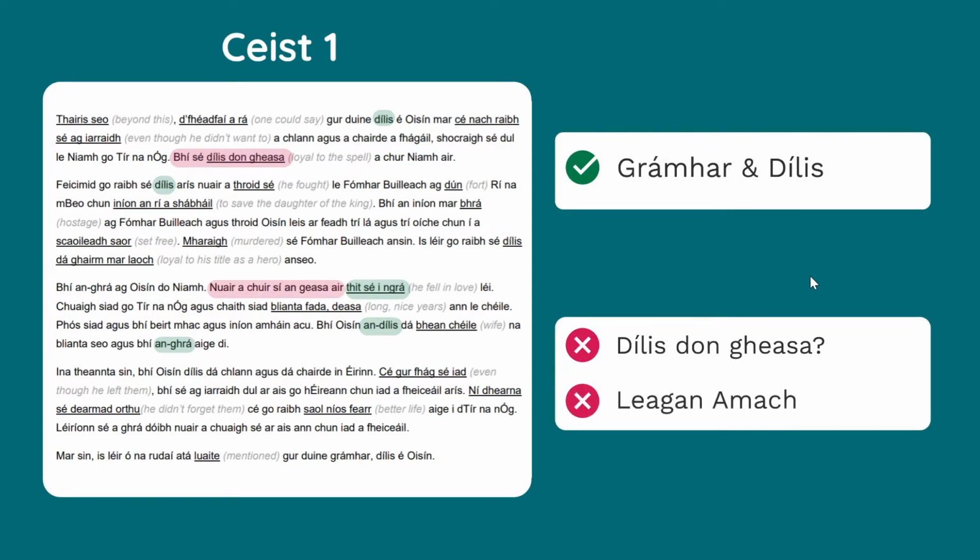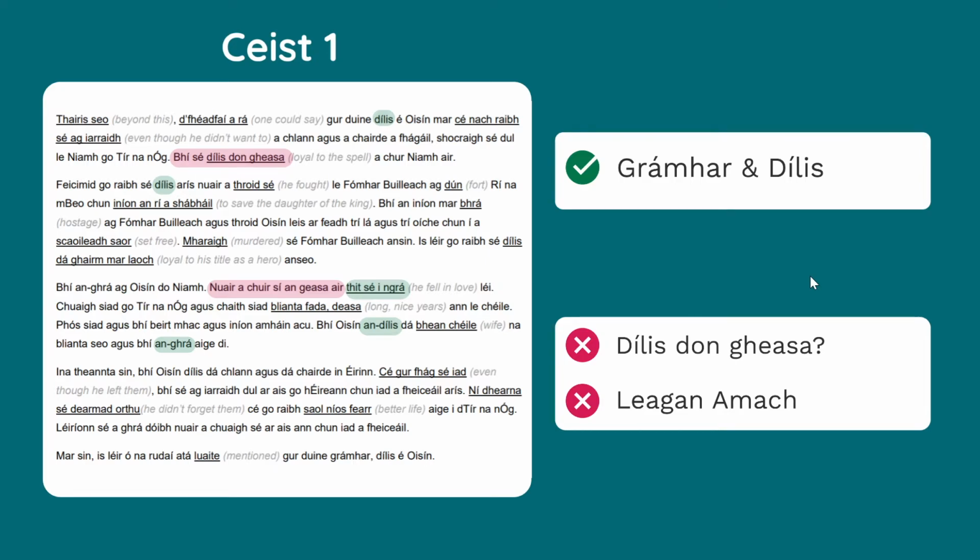Lagan amach. So the answer is not chronological to the text, and it's not an essential thing by any means, but it's easier to read, easier to follow, easier for you to write if you stayed chronological through the story. So the narrative going through your answer as well.